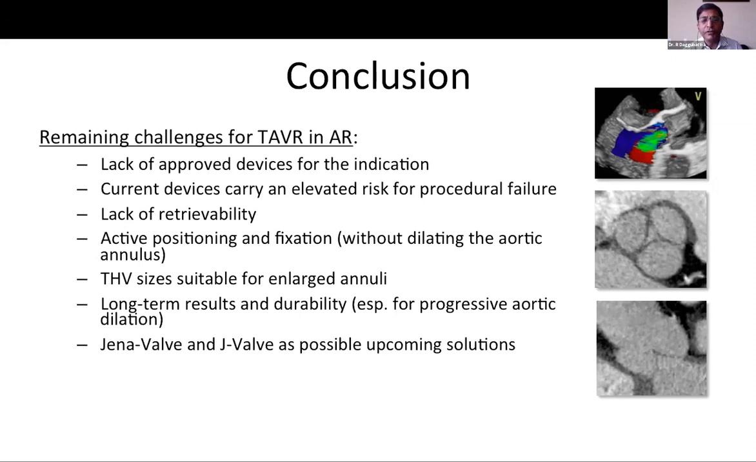Long-term results and durability, especially for progressive aortic dilatation, are going to be of interest, and whether they can be treated in the future, if they need surgery, in younger patients who have severe AI, if we treat them. Future surgeries might be an issue if there is aortic root dilatation, and we have to watch that. So in short, I think the Jenna valve and J valve are possible upcoming solutions, and we have to keep a close eye on these two devices. With that, I end, and I'll take answers at the end of the session.